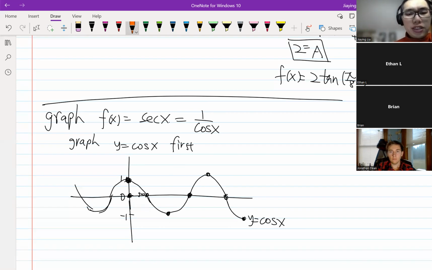If I take this point on the y-axis, 1, and divide it into 1, I get 1 divided by 1 is still 1, so that point doesn't go anywhere. But if I take this point, y equals 0, and divide it into 1, I know that 1 divided by 0 is undefined, so this 0 actually corresponds to a vertical asymptote. So every time I have a point on the x-axis for y equals cosine x, I'm going to have a vertical asymptote for y equals secant x, because I cannot divide by 0.